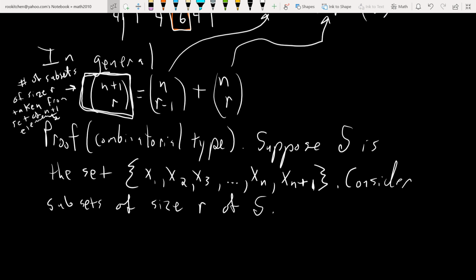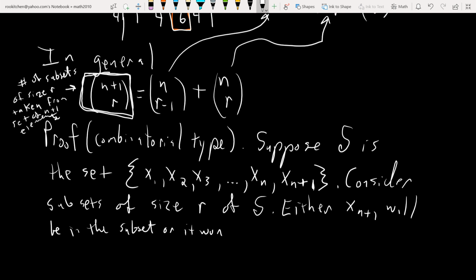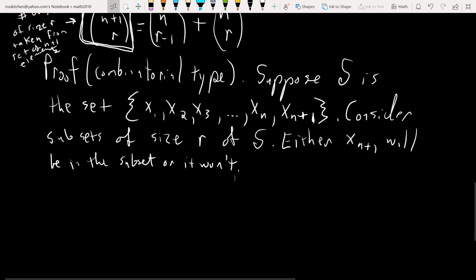Okay, so the way we're going to analyze it is by cutting it into two disjoint sets of subsets. One set of subsets is the case where x sub n plus 1 is included in the subset. The truth is, when you're creating these subsets, either x sub n plus 1 will be in the subset or it won't. I think everybody can agree to that, right? So we look at each case.